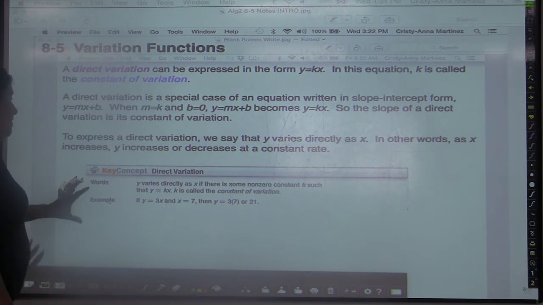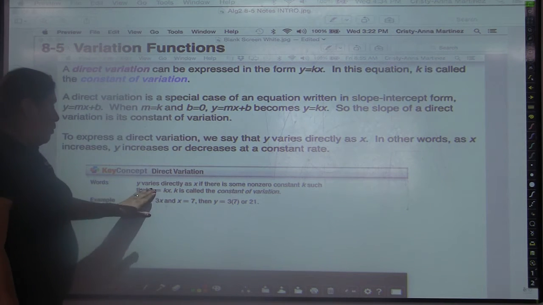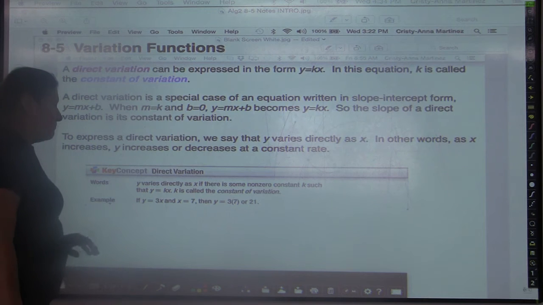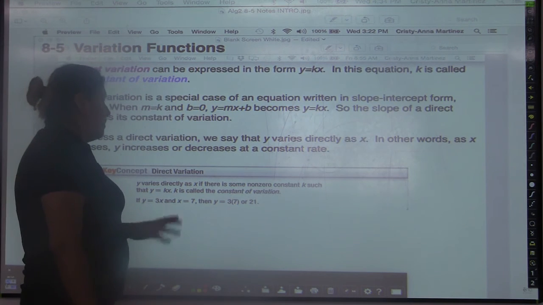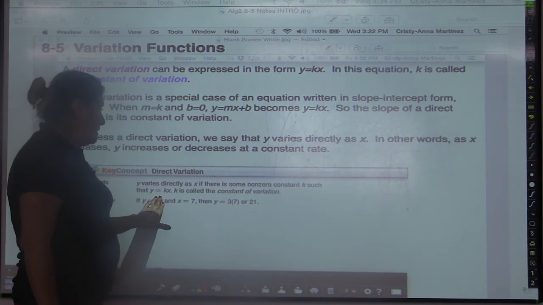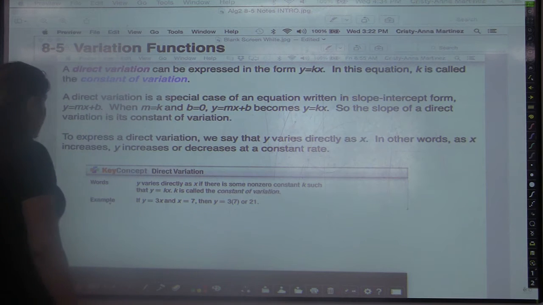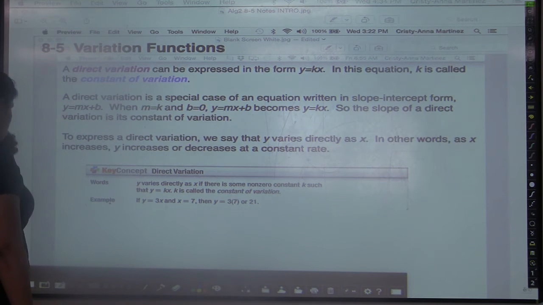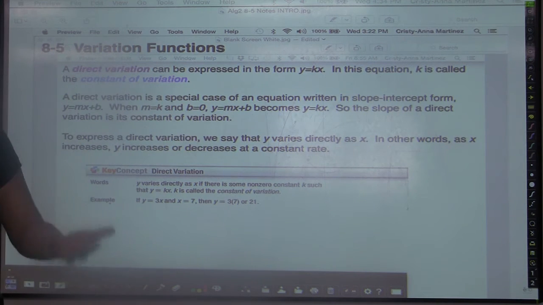So here we have, in summary, what a direct variation looks like. We have that y varies directly as x if there is some non-zero constant k. Obviously k can't be 0, otherwise you wouldn't have a direct variation. So the equation is y equals kx. And so what I want to show you next, before we go into the example, is what we can do when we know that something varies directly with something else, and if you're given some information.